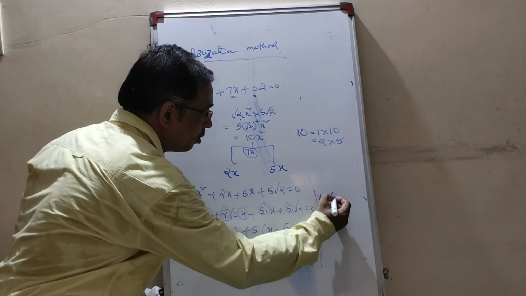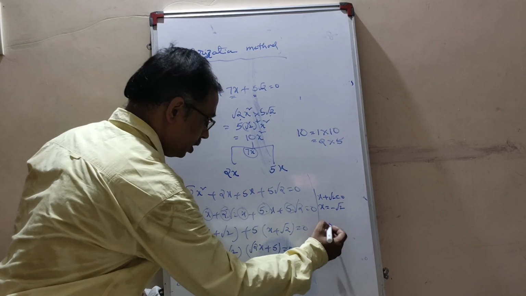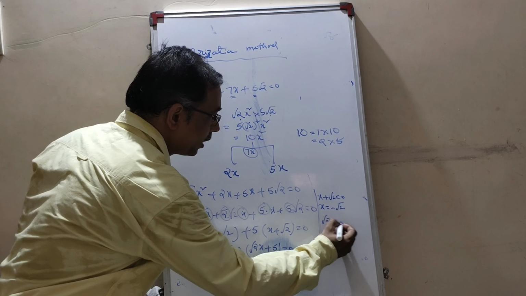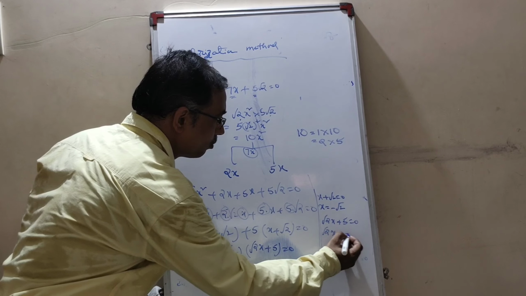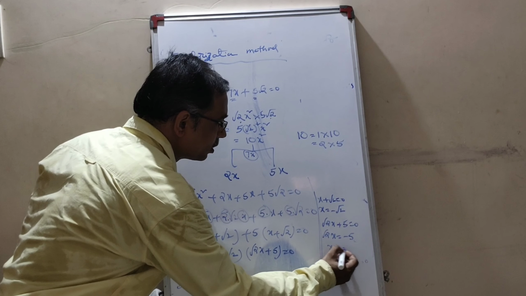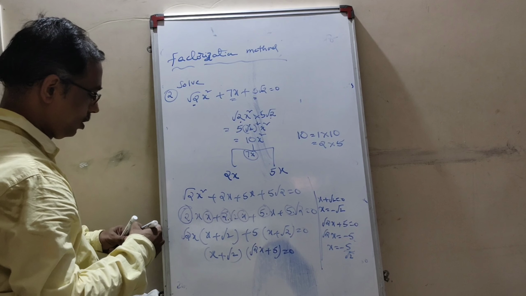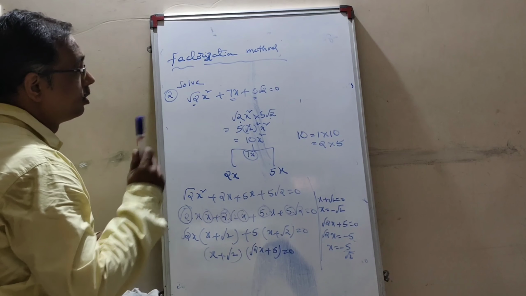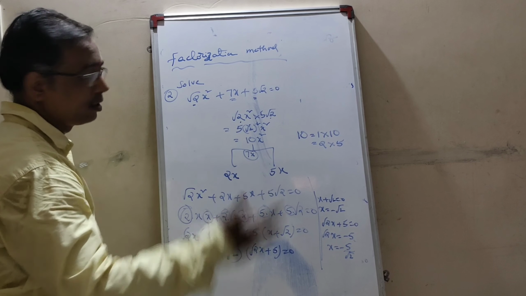x plus root 2 equal to 0 gives x is equal to minus root 2, and root 2x plus 5 equal to 0 gives root 2x is equal to minus 5, so x is equal to minus 5 by root 2. So in this way we can solve quadratic equations by the factorization method. So let us see the next.